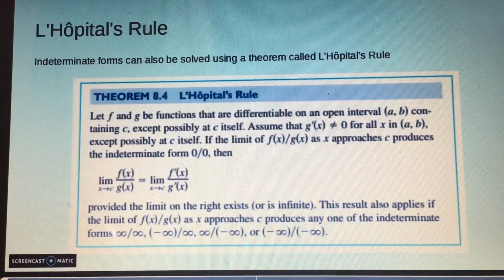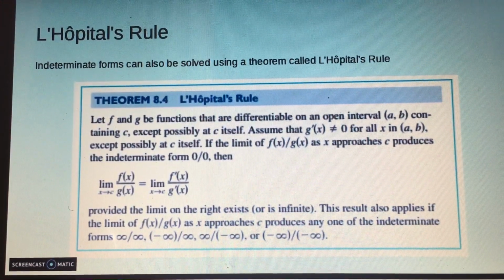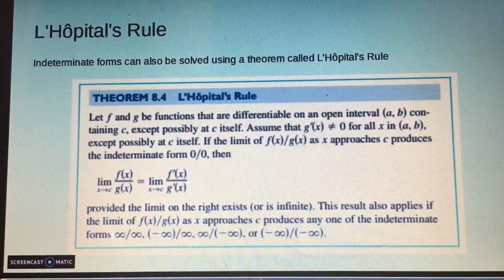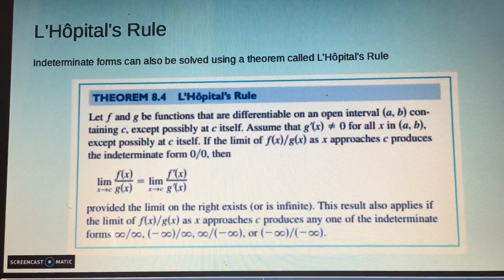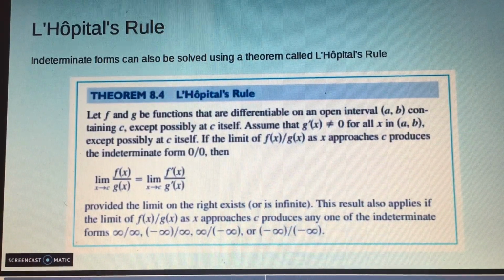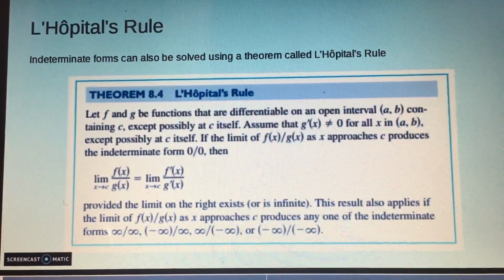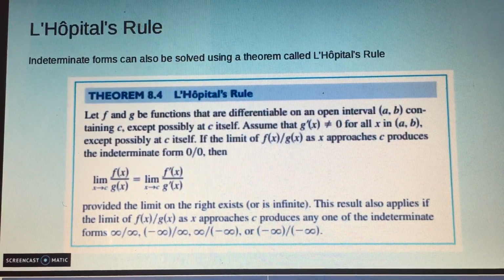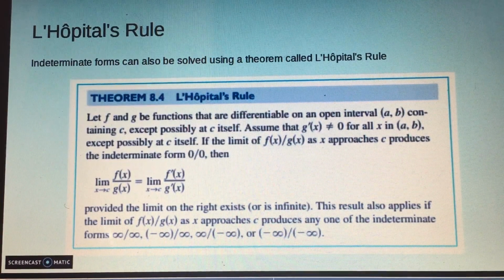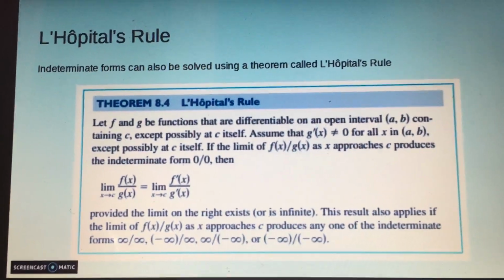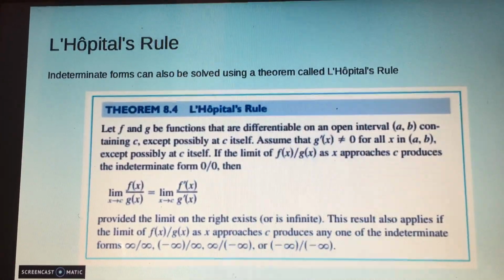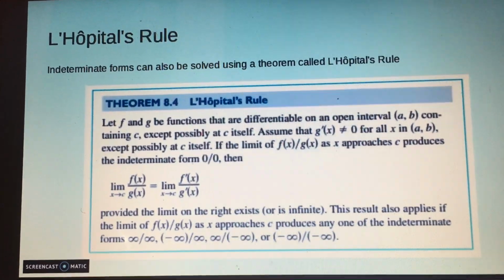L'Hopital's rule is a theorem which essentially states that if f and g are functions that are differentiable on an open interval from a to b containing c, and we assume that g prime of x does not equal 0 for all x in that open interval from a to b, and if the limit of f of x over g of x as x approaches c produces the indeterminate forms of 0 over 0, infinity over infinity, negative infinity over infinity, infinity over negative infinity, or negative infinity over negative infinity, then the limit as x approaches c of f of x over g of x is equal to the limit as x approaches c of f prime of x over g prime of x.